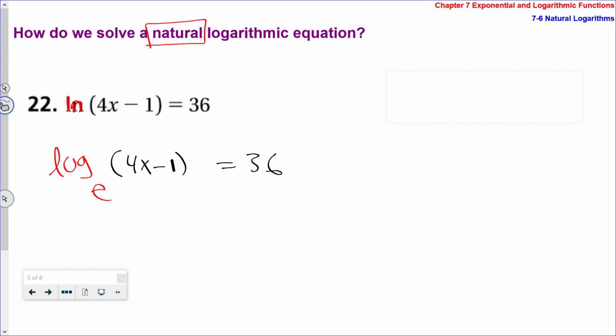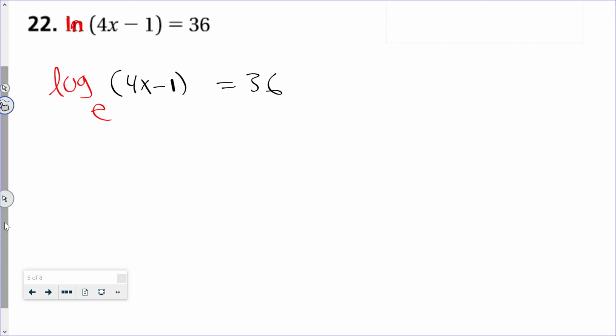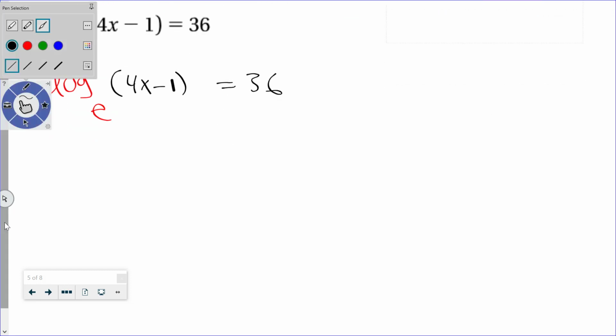Angelina? E to the 36. Excellent. E to the 36 equals 4x minus 1. This is no longer a logarithmic equation. There is no word log. It's not a logarithmic equation anymore.